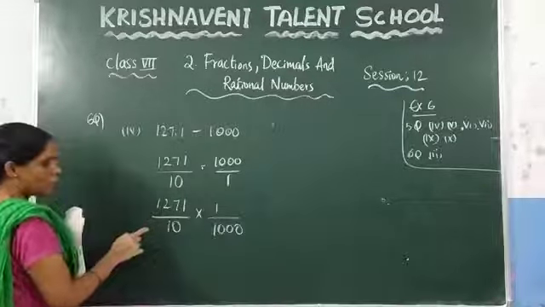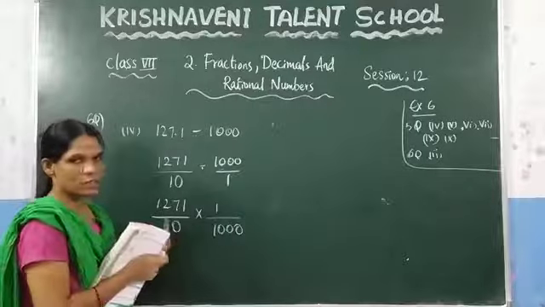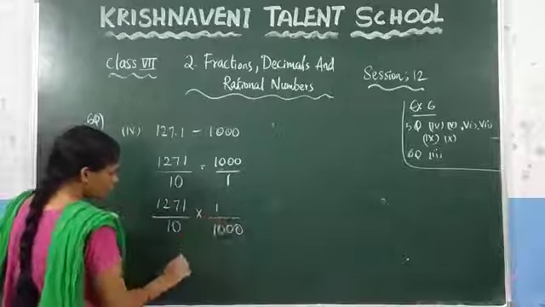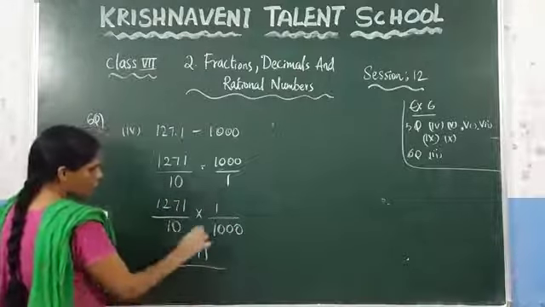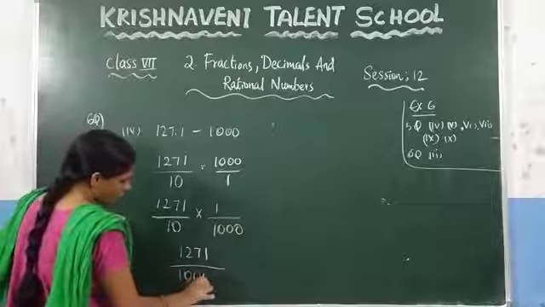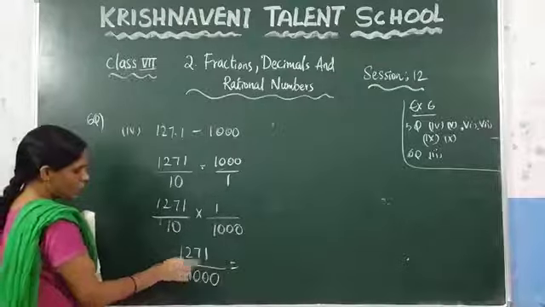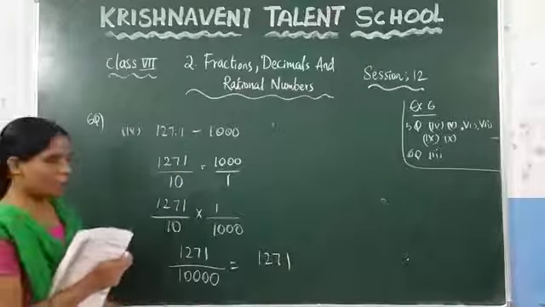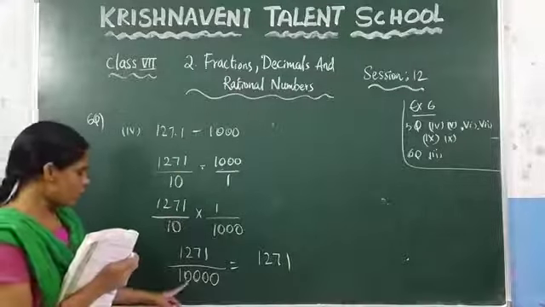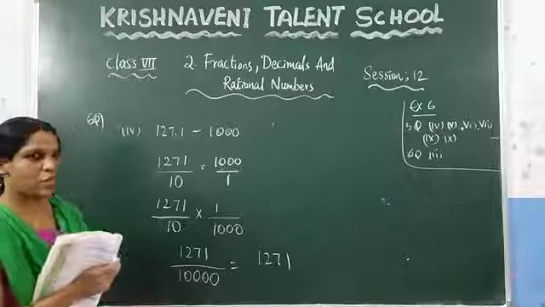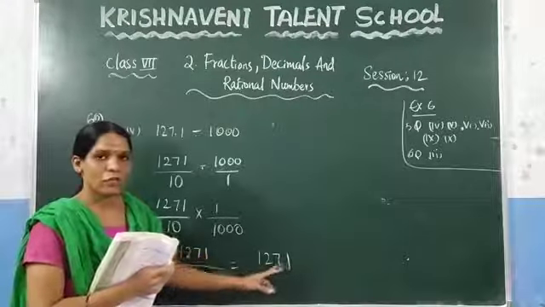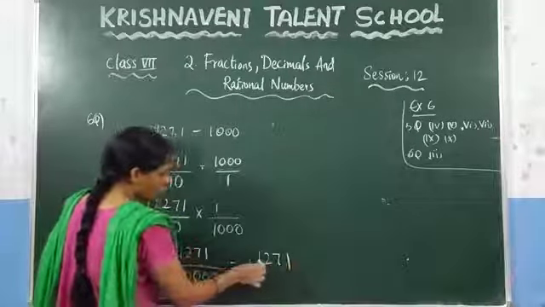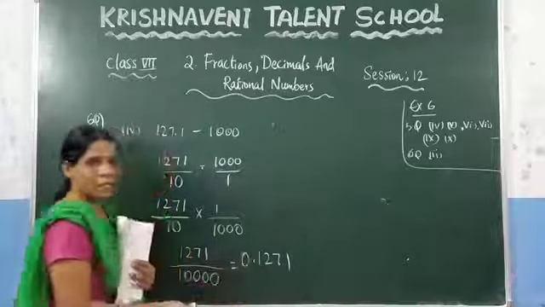Now here you know how to multiply two fractions, just multiply the numerators. So what you get is 1271 into 1, which is this one, and 10 into 1000, which gives you 10,000. So here write the numerator 1271 and count here in the denominator how many zeros are there. How many zeros are there? 1, 2, 3, 4, 4 zeros are there. So starting from the right, count 4 numbers and before that keep the decimal point. So here 1, 2, 3, 4, keep the decimal point here. This will be the answer.